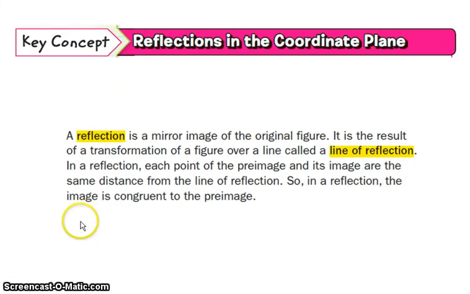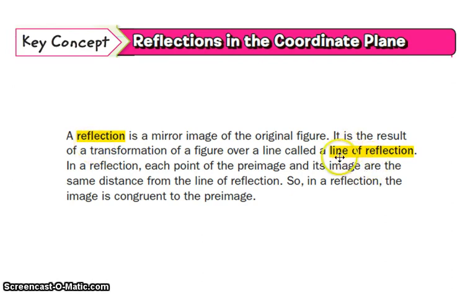Okay. A reflection is a mirror image of the original figure. So you have a pre-image, just like you had in a translation, but it's going to be a mirror image, which means it's a flip. In a translation, the shape stayed the same, the size stayed the same, and so did the orientation. But in a reflection, the shape stays the same, the size stays the same, but the orientation is different. It's going to flip. Okay, so that's what a reflection is, and most of you know what a reflection is.